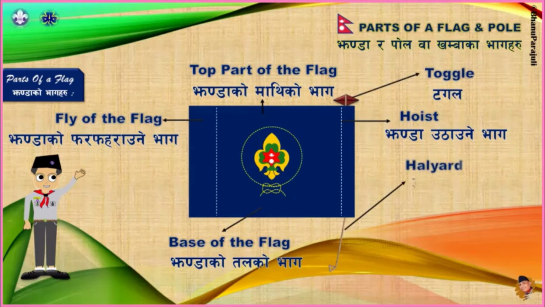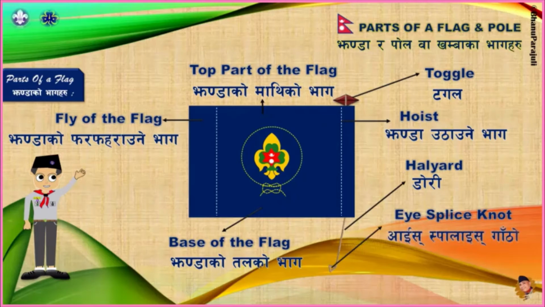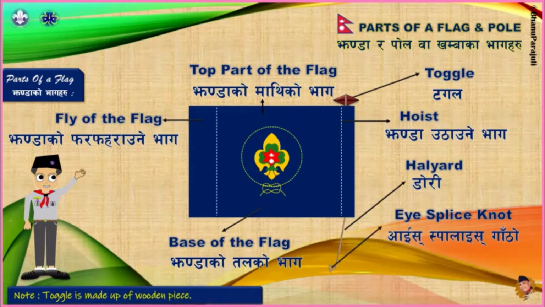Halyard, rope. Ice splice knot. Note: toggle is made up of wooden piece.